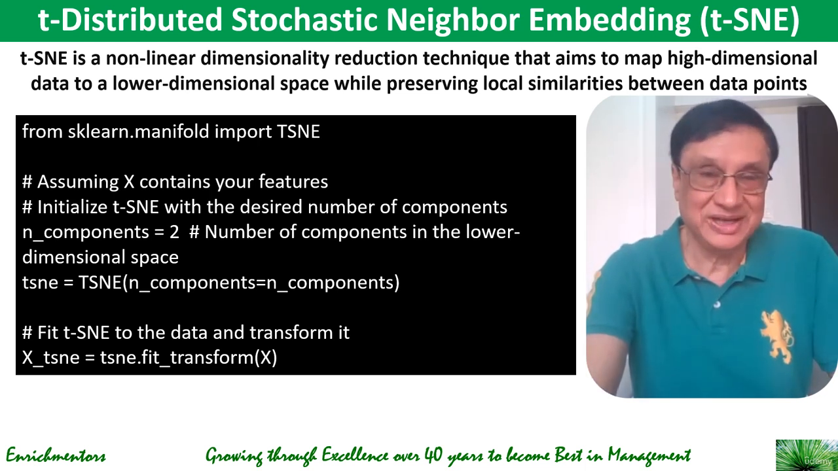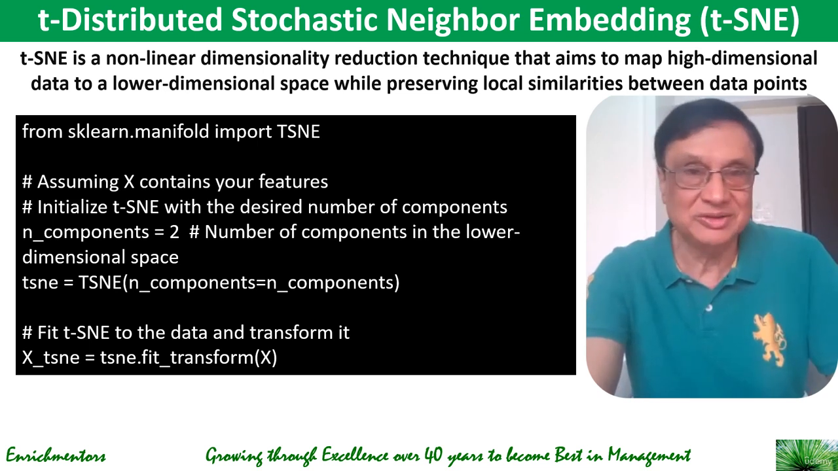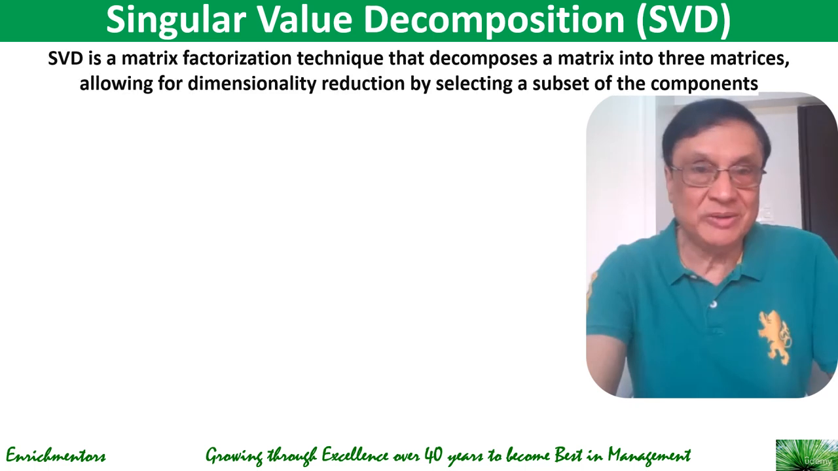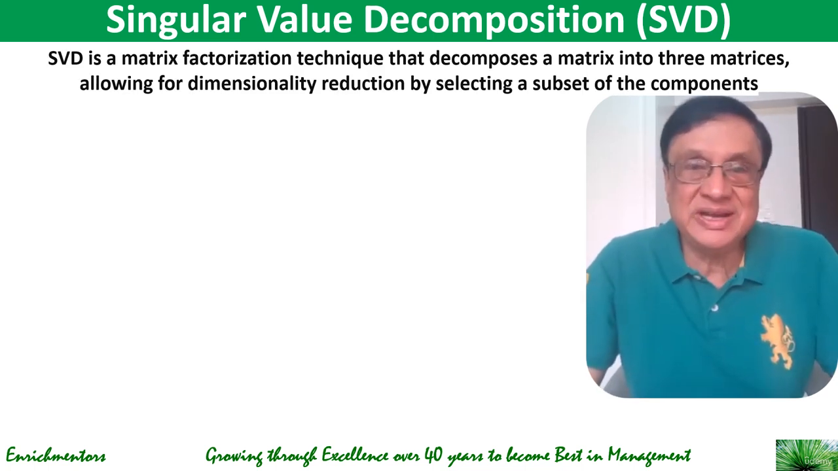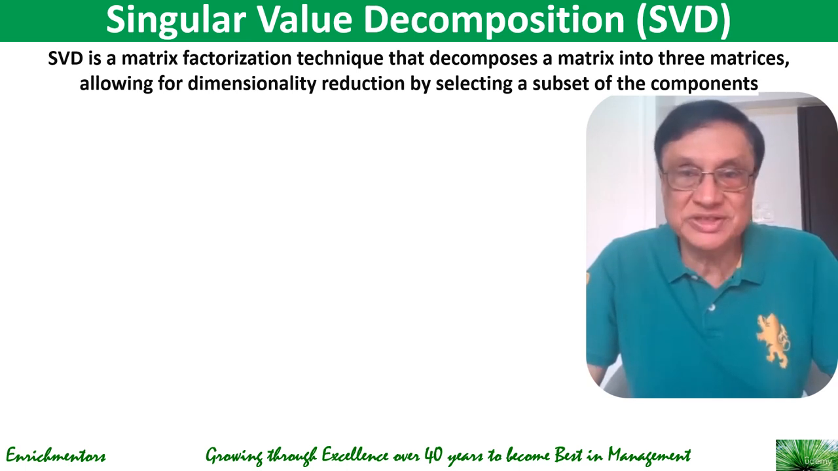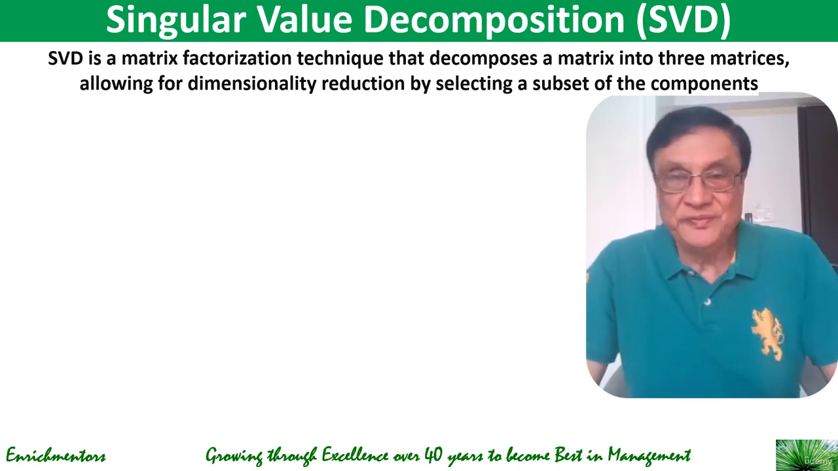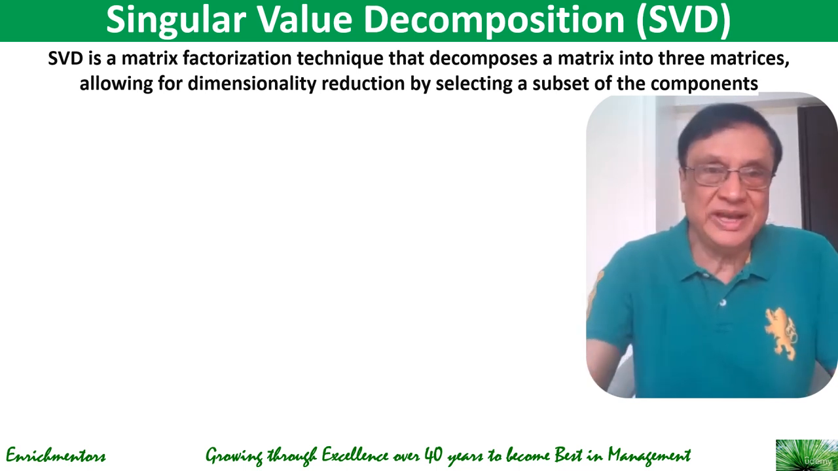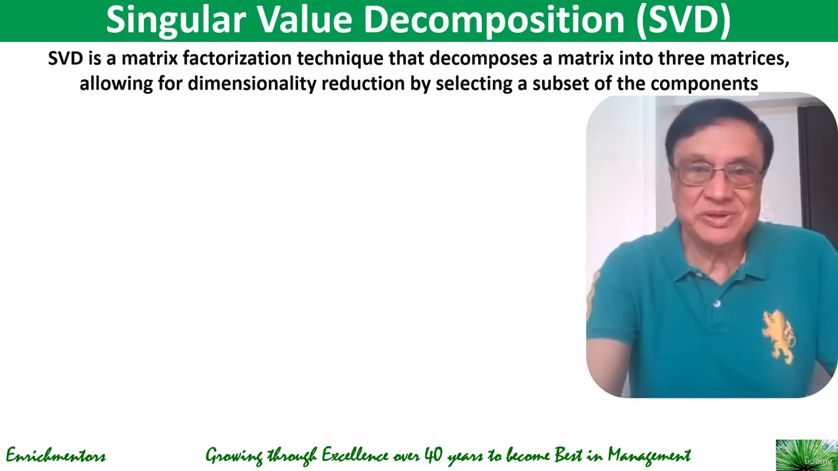Obviously, you need to check it. Life is not as simple as I'm making it out right now. Then the last one to look at is the singular value decomposition. It's a matrix factorization technique that decomposes a matrix into three matrices, allowing for dimensionality reduction by selecting a subset of components. So you feed the data, your y and x data in a matrix form, and then you get your three principal matrix components, the factors of the matrix, that allow you to reduce dimensionality.